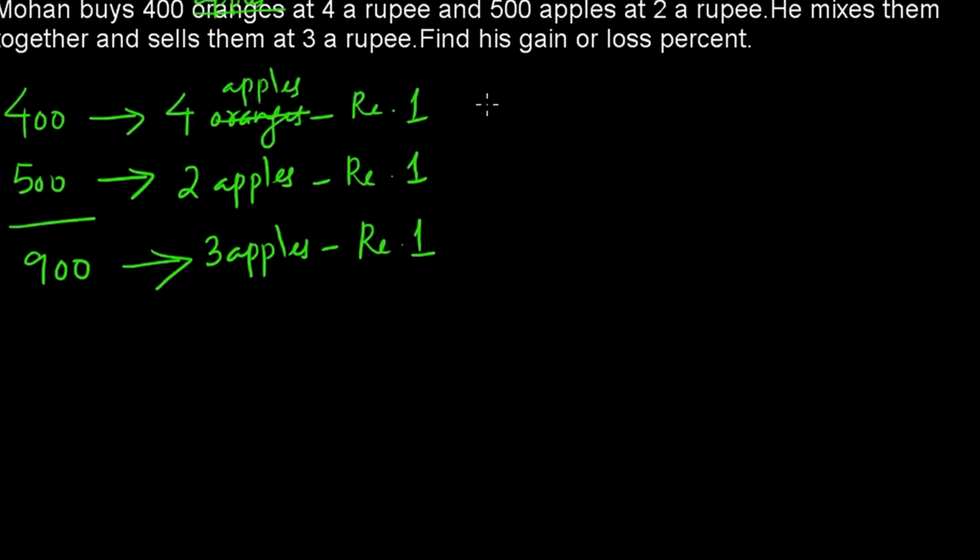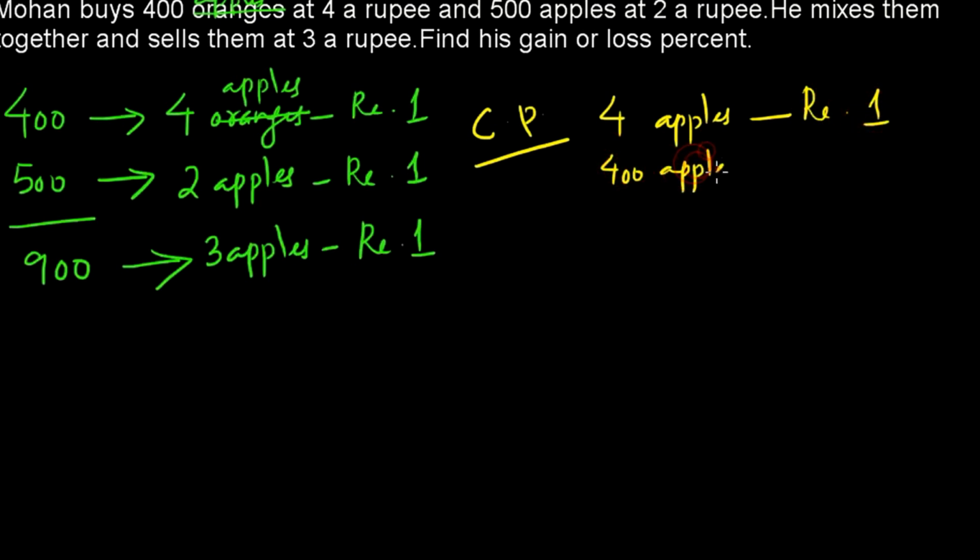So now let's find out the total cost price. How can we find out the total cost price? For apples, the rate is 4 apples for 1 rupee. Then what about 400 apples? What will be the cost of 400 apples? If you multiply the left hand side by 100, we will be getting 400. So the right hand side also we have to multiply by 100. So our answer will be rupees 100. For 4 apples, 1 rupee, so 400 apples will be 100 rupees.